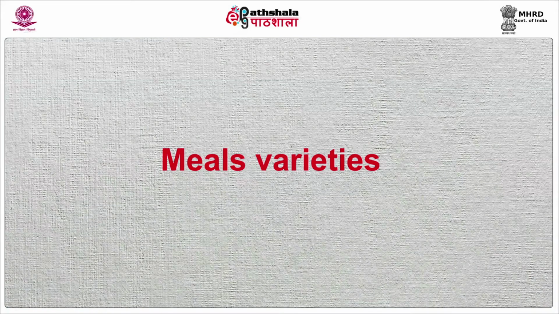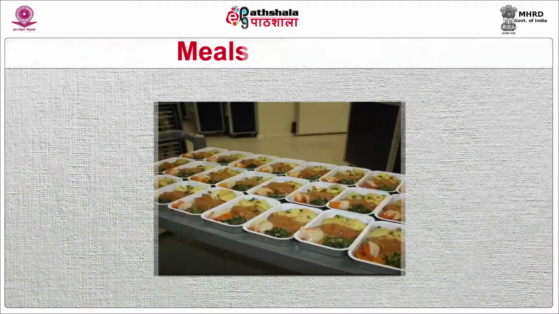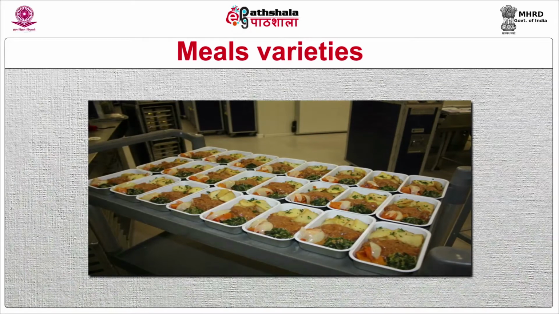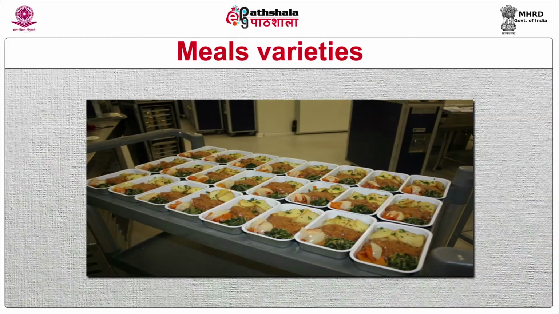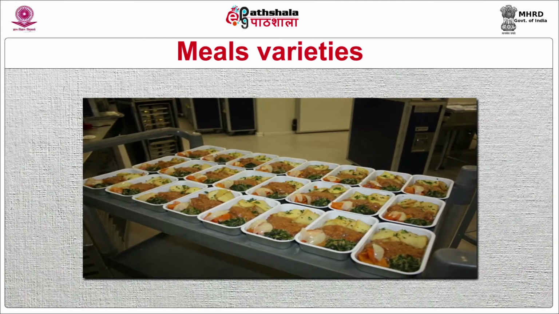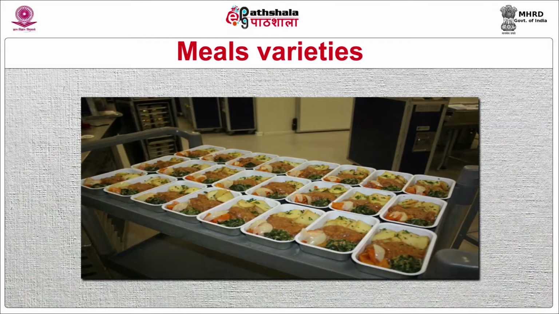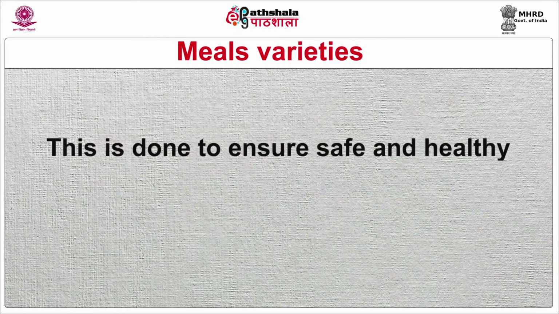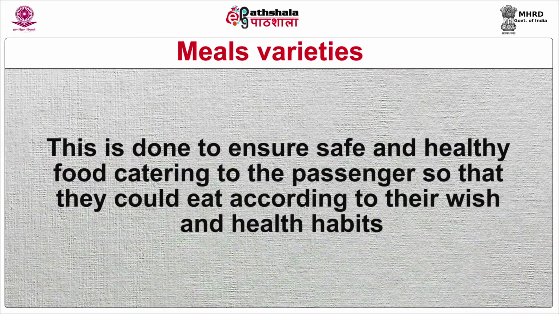The next is the variety of the meals, or meal varieties. Although the airlines give passengers the choice to place an order for their meal, they have a system of their own for what to serve and what not to serve, along with certain codes allotted to each category of meals. This is done to ensure safe and healthy food catering to the passenger so that they could eat according to their wish and healthy habits.